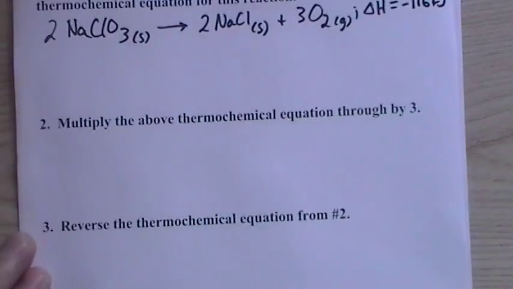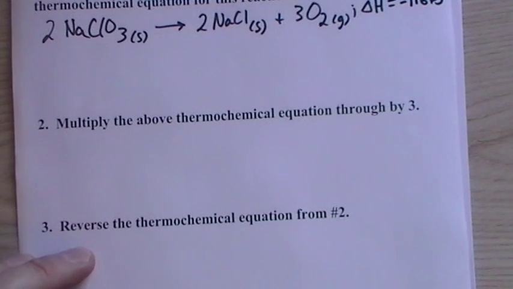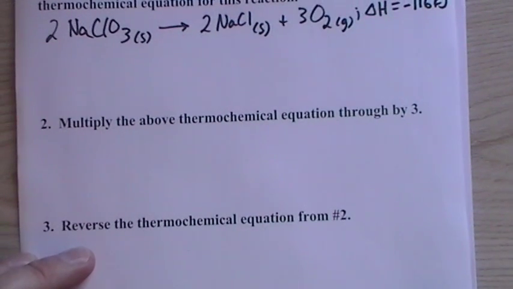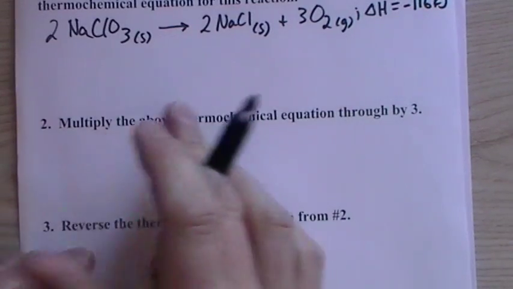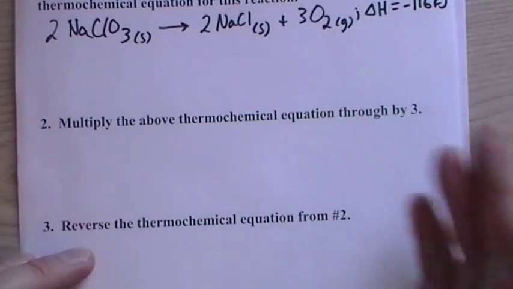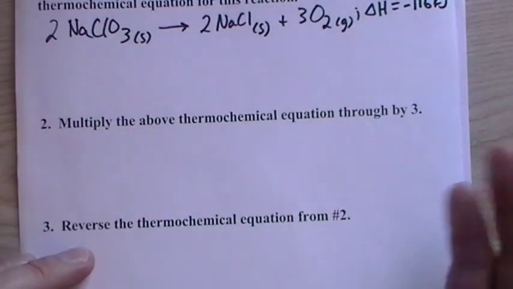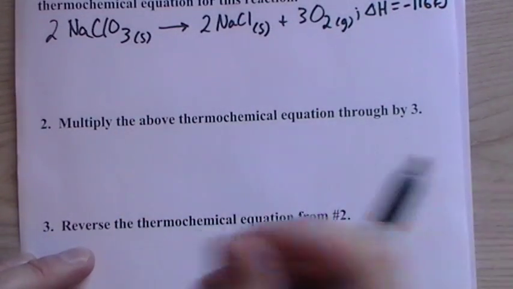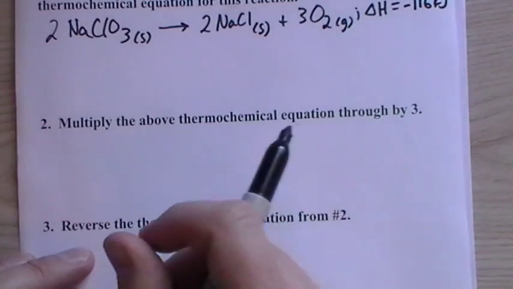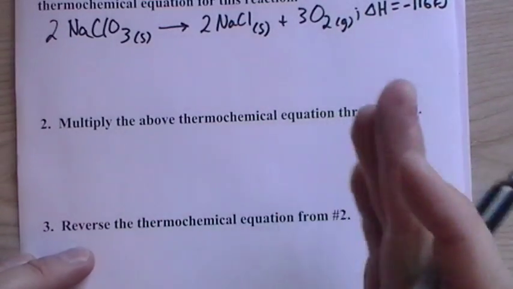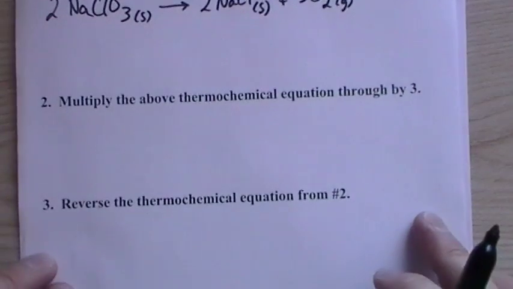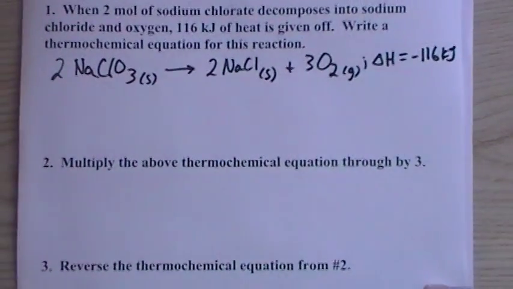Now, multiply the above thermochemical equation through by 3. It happens sometimes that we want to take a balanced equation that has the lowest ratio of whole numbers, and we want to multiply through, either making the numbers larger or smaller. We could certainly multiply through by 1/3 if we wanted to, or 1/7. There are different reasons for doing that, so we should know how to deal with that. So let me try to get both on here.